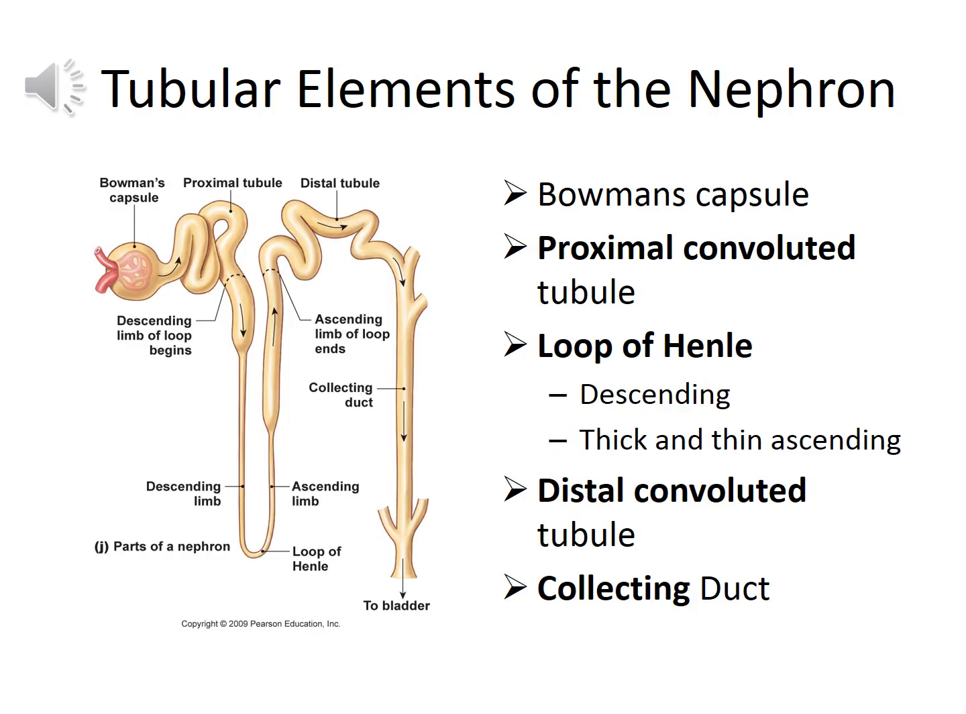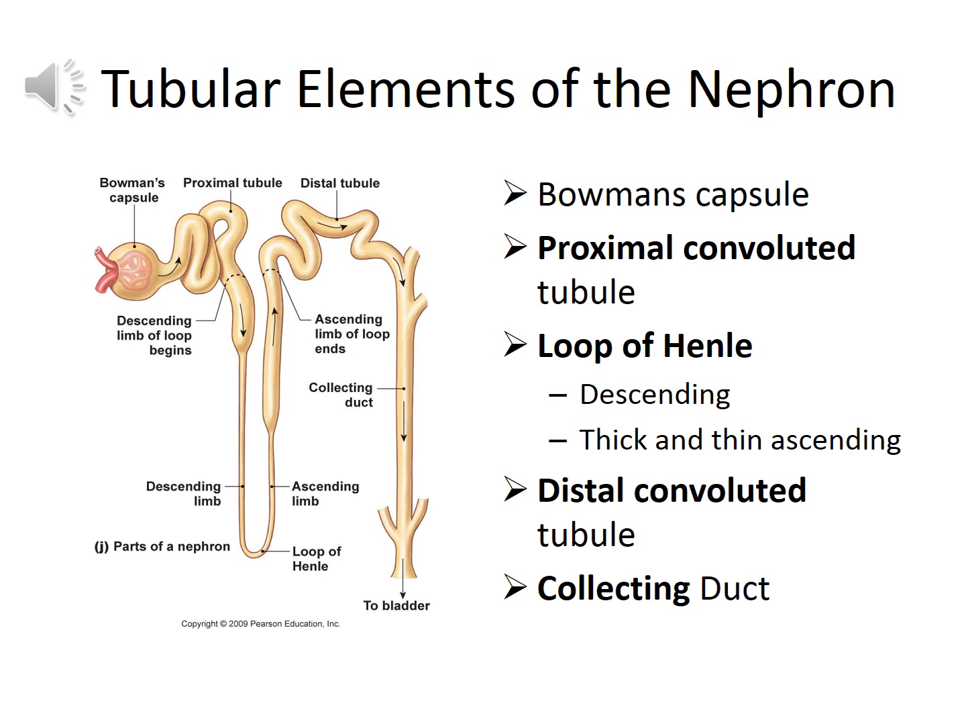Getting down into the microscopic anatomy of the kidney, the actual functional unit of the kidney is the nephron. The nephron is made up of 2 different types of elements. One is our vascular element, the renal glomerulus, where plasma is filtered out into the tubular element. The tubular element is made up of Bowman's capsule, which surrounds the glomerulus, and is where the filtrate coming from the blood enters first.